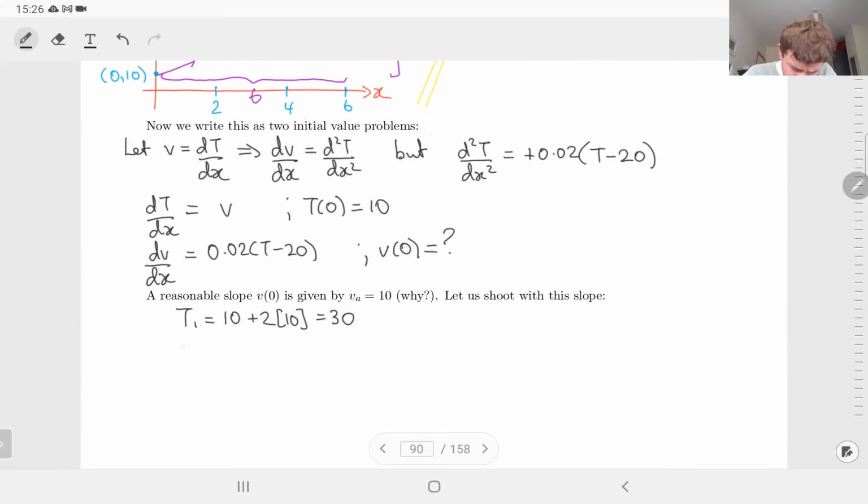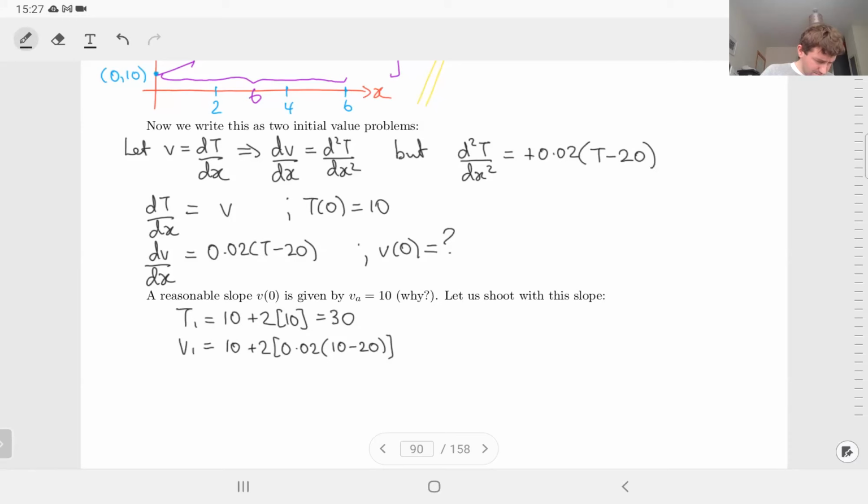Okay, now I'm going to have to calculate the next V value. Obviously you can do Heun's method or whatever you want here, but we'll just keep it Euler. So the next V is the previous V, which we're chancing our arm with 10, plus the step size, 2, times the derivative of V, which is 0.02 times temperature minus 20. That should be the previous temperature, and the previous temperature was 10. Okay, we'll throw this into the calculator and see what we get.